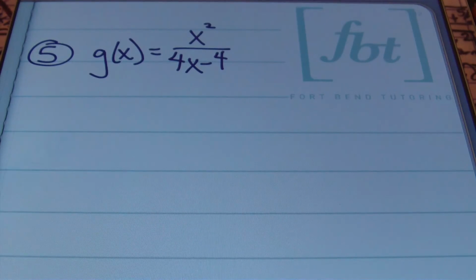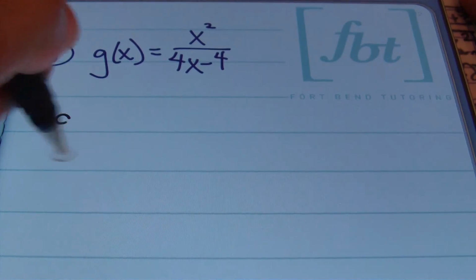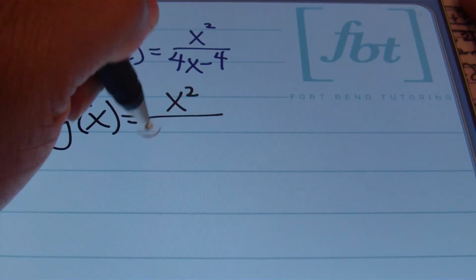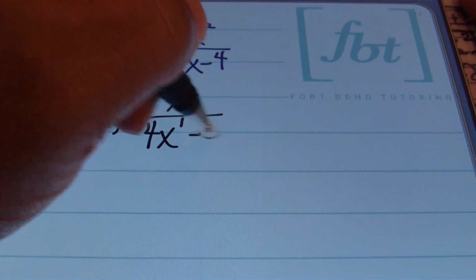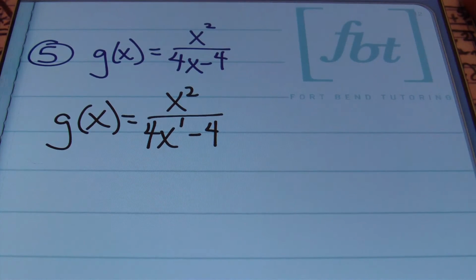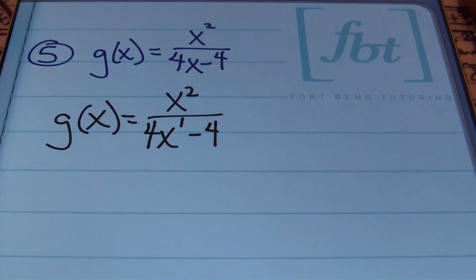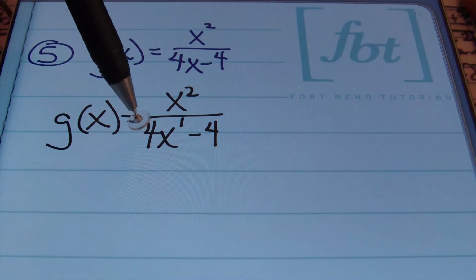For problem number 5, we have g of x equals x squared divided by 4x minus 4. If I were to rewrite this equation, we'll have g of x equals x squared divided by 4x to the first power minus 4. I'm rewriting the equation to show that the highest degree on my variable x in the numerator is 2 versus the highest degree in the denominator is 1. So here we have a situation where the numerator's highest degree is greater than that of the denominator.